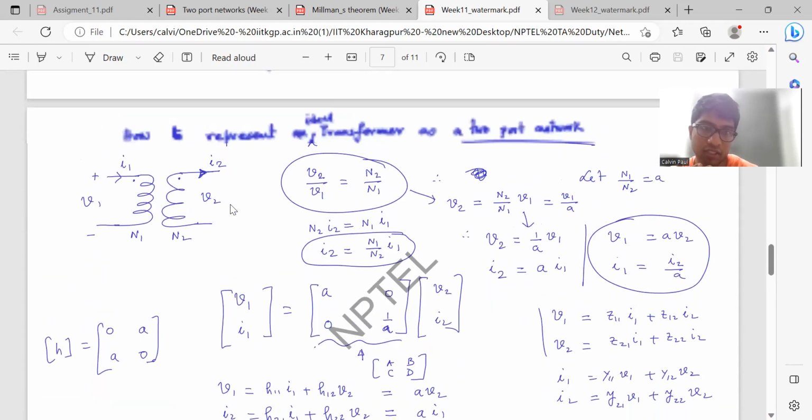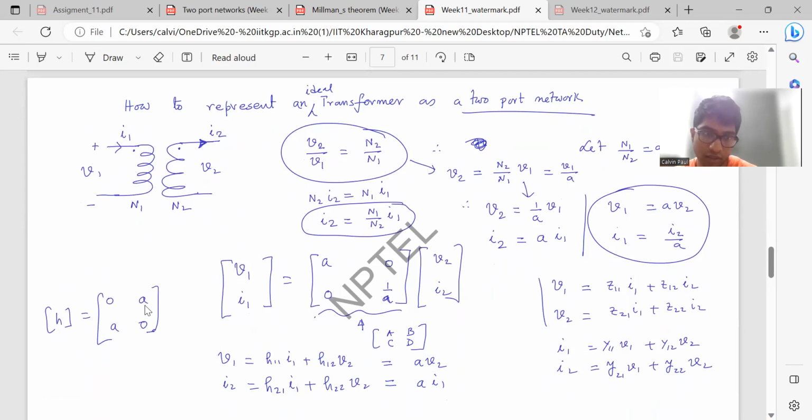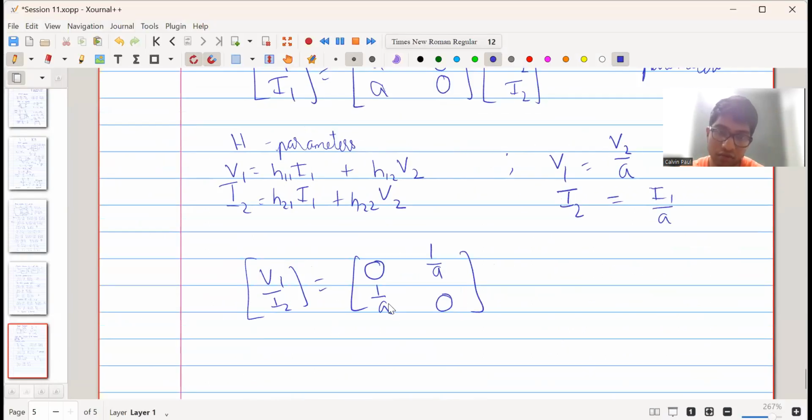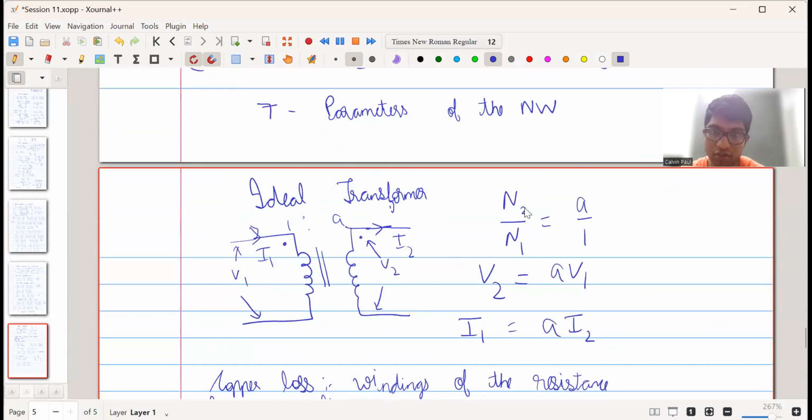So they have considered A to be n1 upon n2, but we have considered A to be n2 upon n1. And they have also got it in terms of 0, A, A, 0. But for us, we consider the reciprocal, so we got it in terms of 0, 1 by A, 1 by A, and 0. What we have assumed here is n2 upon n1 is equal to A, but what they have assumed in the lecture is n1 upon n2 is equal to A.